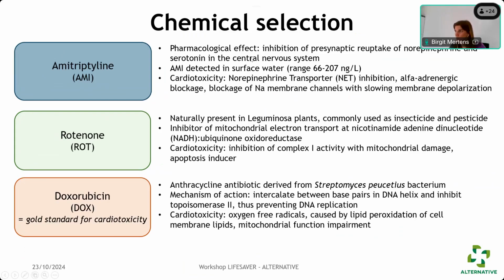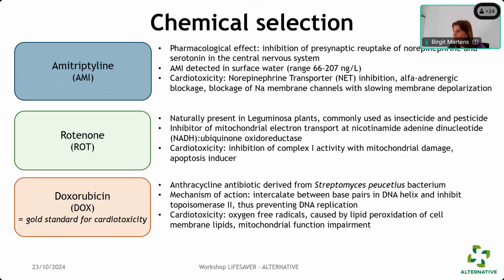So you can see here first amitriptyline. You can find some information on the pharmacological effects, also on how it's leading to cardiotoxicity. And then doxorubicin, which is now considered a little bit as the golden standard for cardiotoxicity. And here again, you can see its mechanism of action as well as its cardiotoxicity, how it is executing this effect.